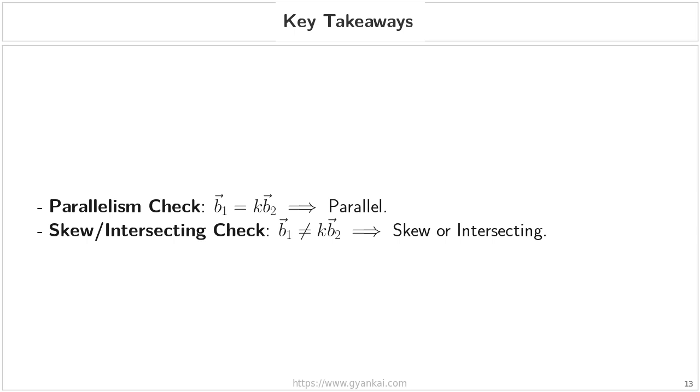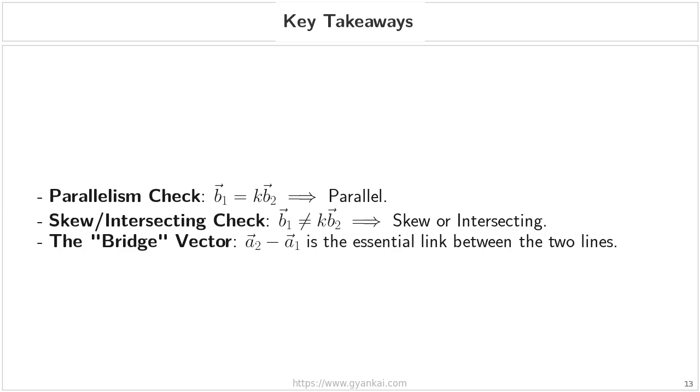As we saw in our example, this is the signal that you'll likely need the more complex skew line formula. Next, keep in mind the concept of the bridge vector. The vector calculated by subtracting position vector a1 from position vector a2 is the essential link between the two lines. This displacement vector is a critical component in every calculation we've performed today.